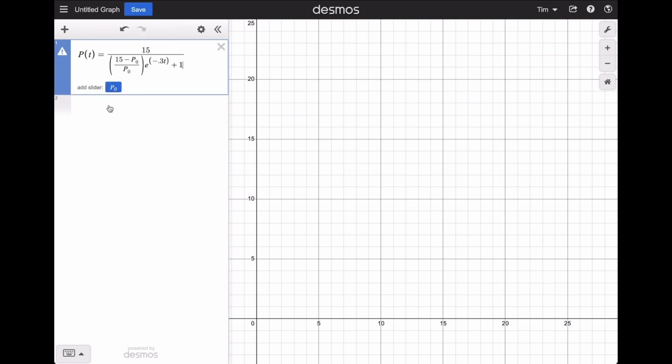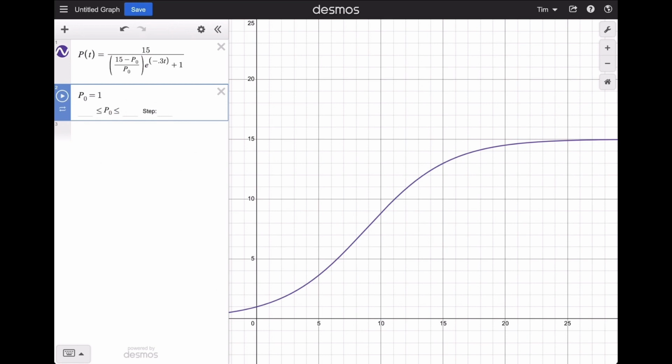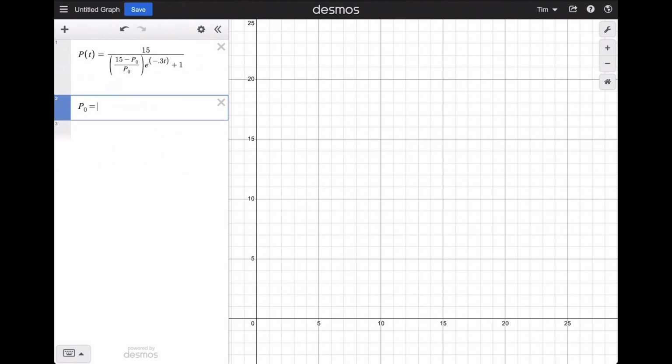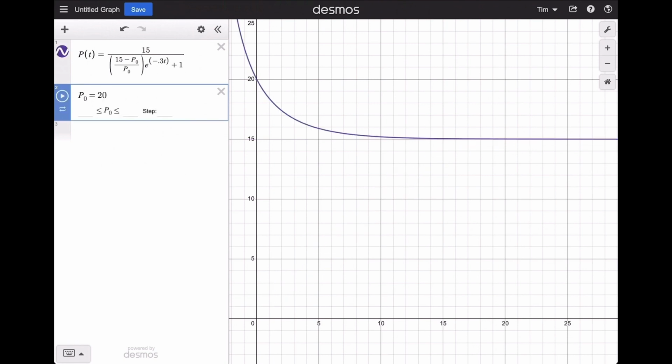Now let's add values for the initial population P sub 0. And we'll start with P sub 0 equals 1. There we have it. That is the curve that we drew. That looks pretty close to what we drew by hand. And then an initial population of 5. There's that one. Initial population of 13. Initial population of 15. That's, once again, an equilibrium solution. It's just a flat horizontal line. And finally, initial population of 20. There we have population decline because we start above the carrying capacity.